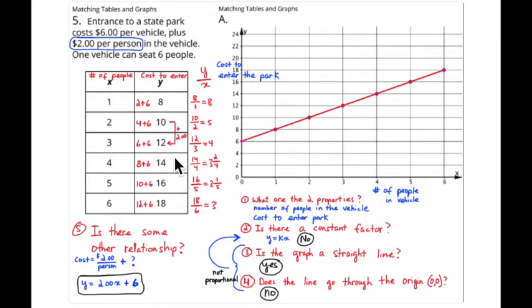But there actually is a proportional relationship within this problem, and that is the cost per person. So the cost per person is $2. So the park ranger is going to look inside the car, count the number of people in the car. Let's say they see 3 people in the car. They're going to multiply that number times 2. 3 times 2 is $6. And then they're going to add the $6 on for the vehicle to get into the park. So the cost to get into the park is going to be $12.